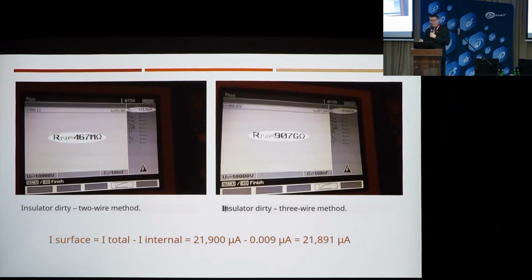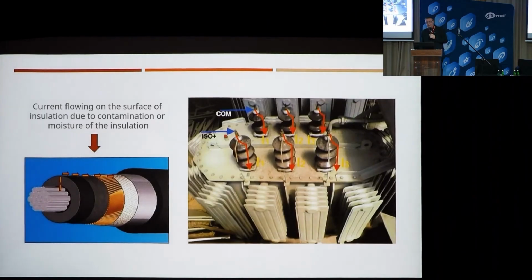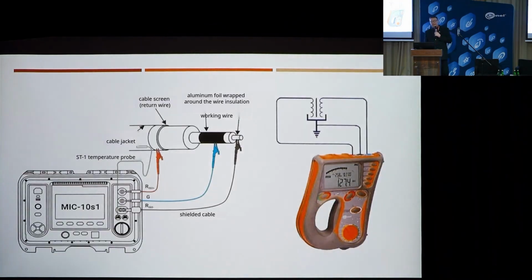These effects have to be taken into account because they can lead to the wrong decision to replace something we think is faulty when it actually isn't. Similar effects occur when measuring transformers and cables. And as we can see here, it's possible to eliminate this effect by connecting a guard lead.